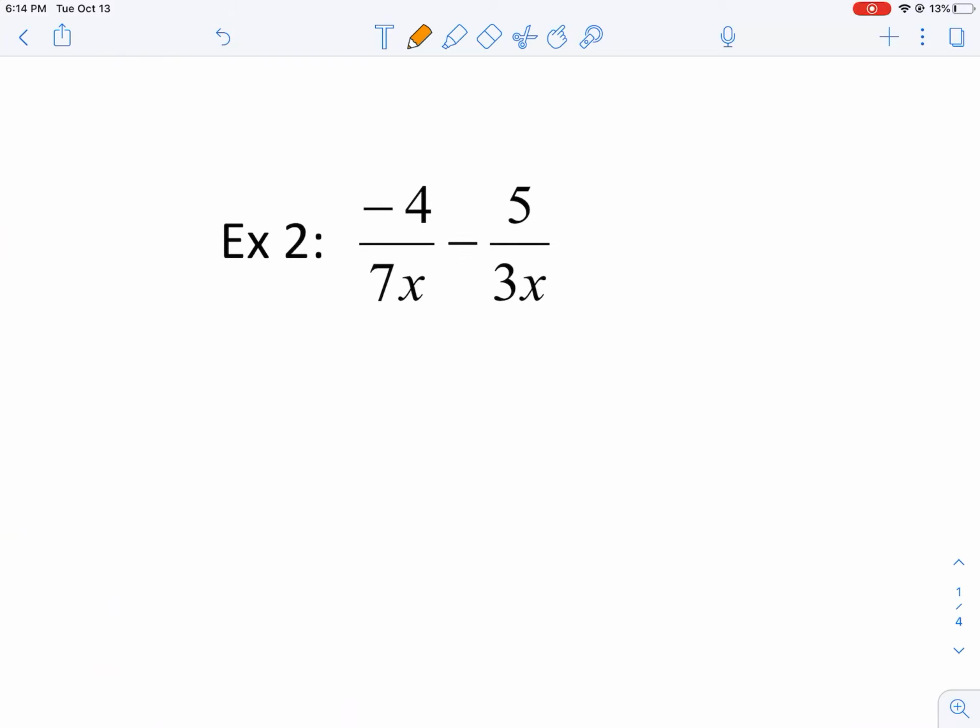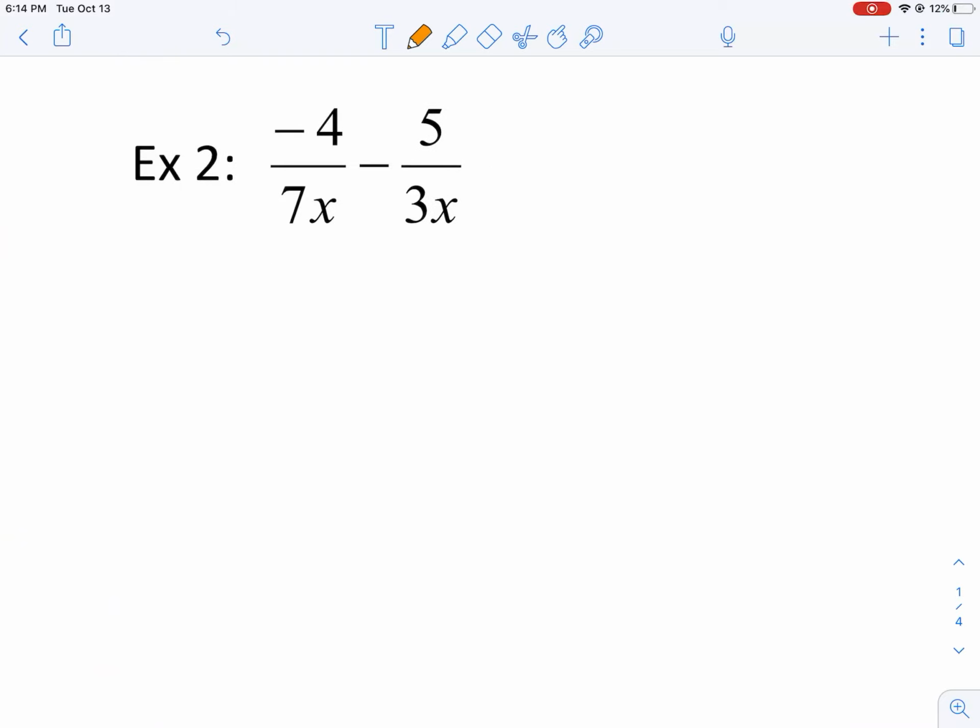In this case, we have an x in the bottom. Let's first think about these two numbers right here. We'll worry about the x in a second. To get this common denominator that we need so badly in order to subtract these things, I'm going to multiply 3 and 7 because they're prime numbers. Neither one of them is a factor of the other, and I just know that 21 is going to be the least common multiple here. So 21 is the pick, and then I just attach that x on the end, because we already had an x here.